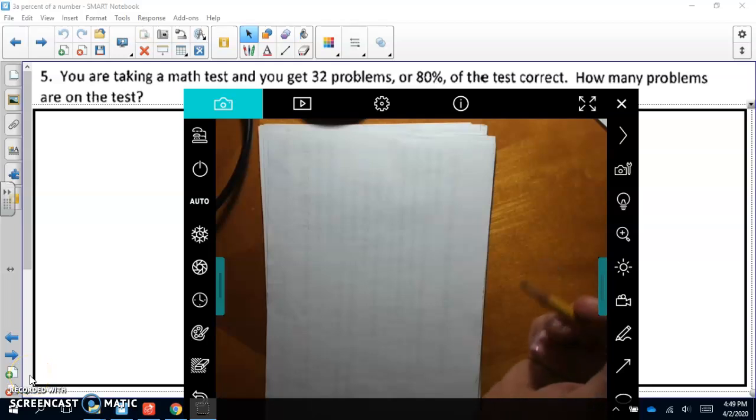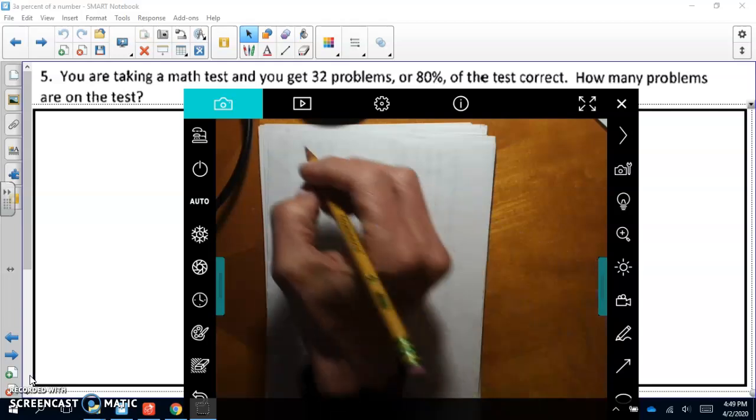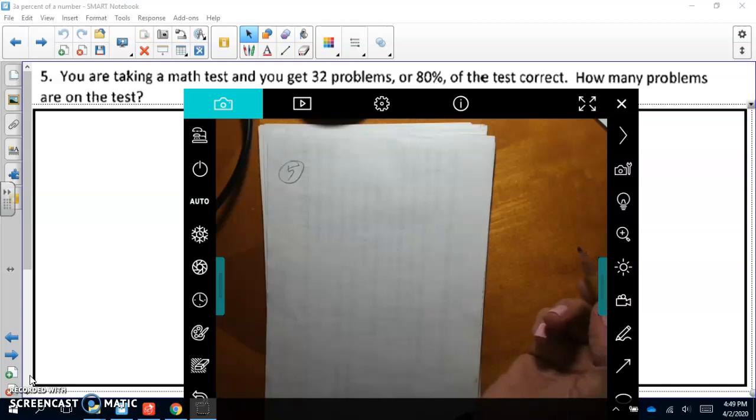Hi everybody, we are back again to do the second part of our percent boxes problems. So this is number 5 and we are looking at a math test. You're taking a math test and you get 32 problems or 80% of the test correct. How many problems are on the test?